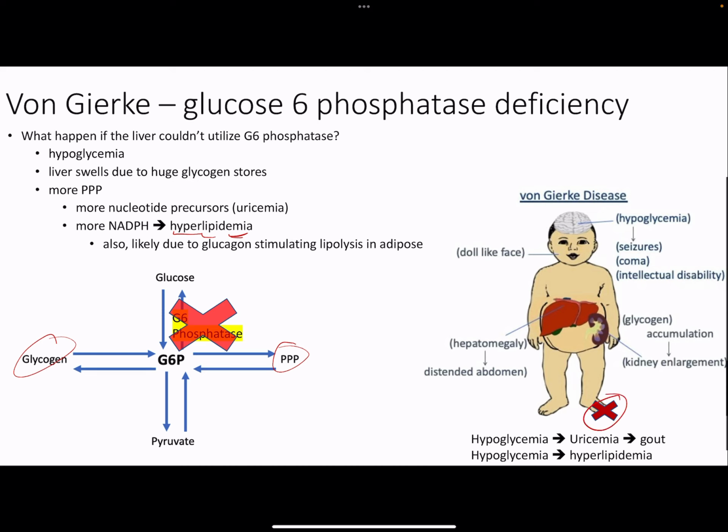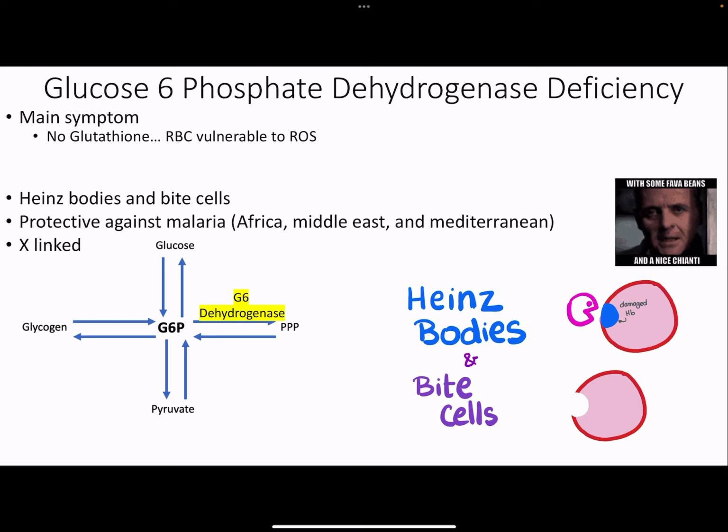Gout affects the toes, other places as well, but especially the toes. Hypoglycemia can cause seizures and intellectual disability. Glucose 6-phosphate dehydrogenase deficiency. I could be wrong, but I think this is actually one of the most common metabolic hereditary disorders. So the dehydrogenase, remember, is going from this to this. And a dehydrogenase makes NADH, FADH2, or NADPH. That's the one it's doing here. The pentose phosphate pathway is making NADPH.